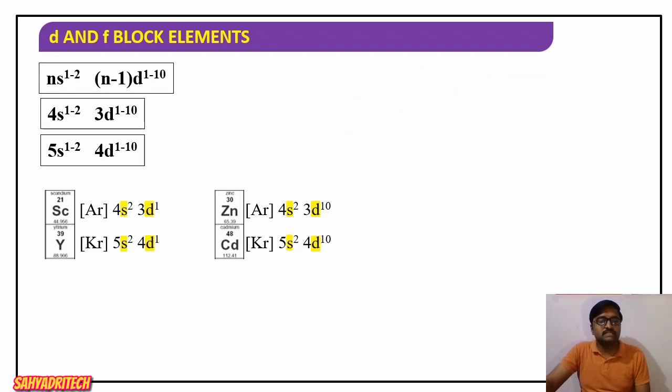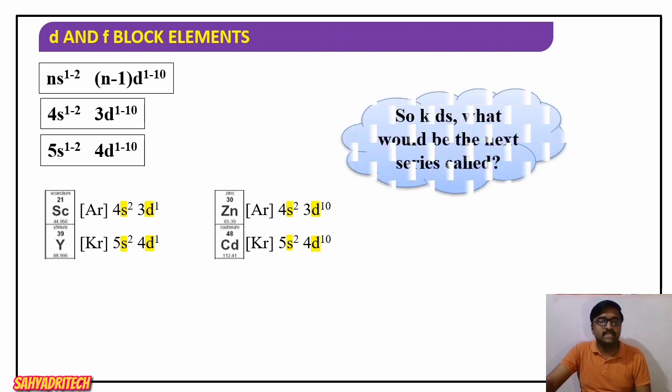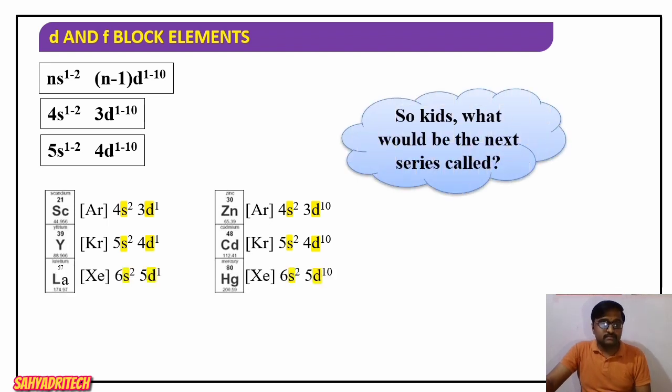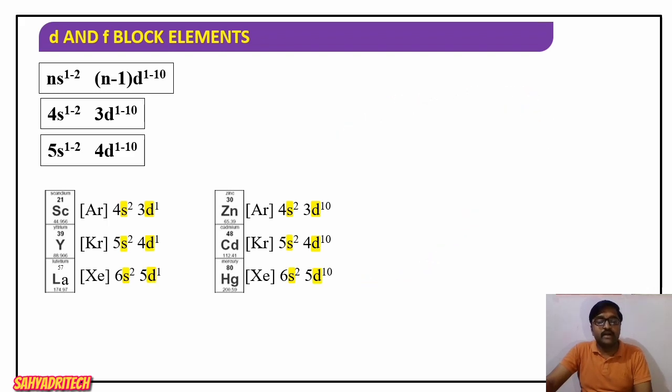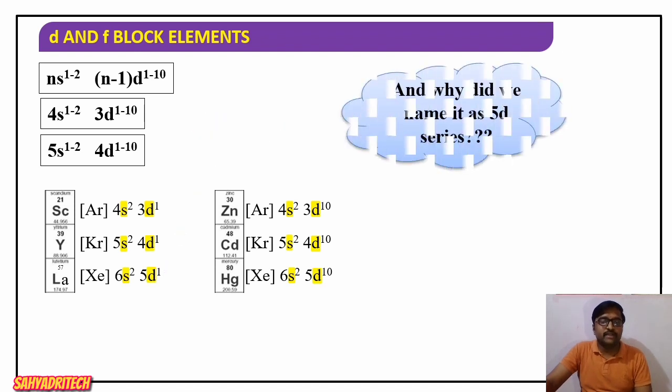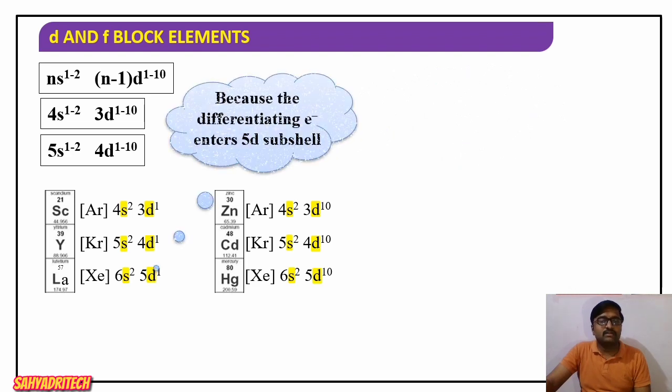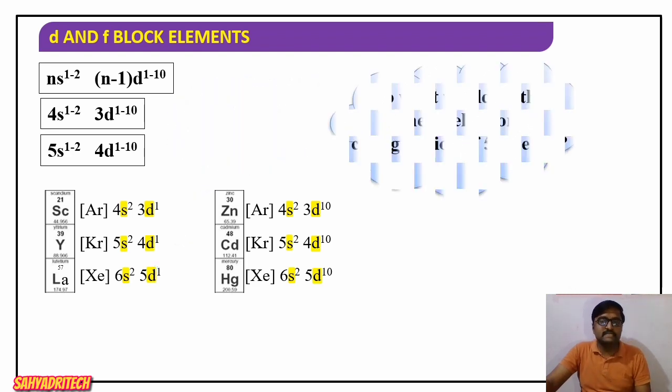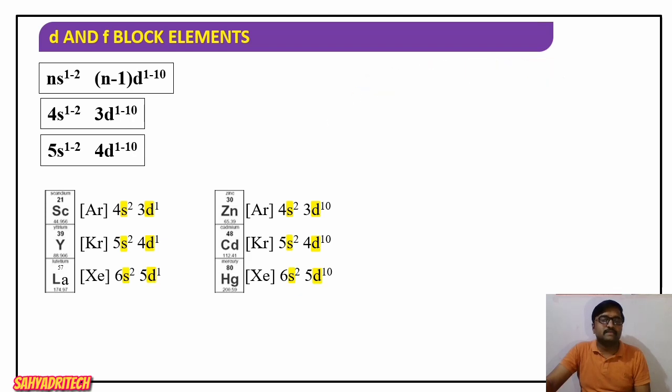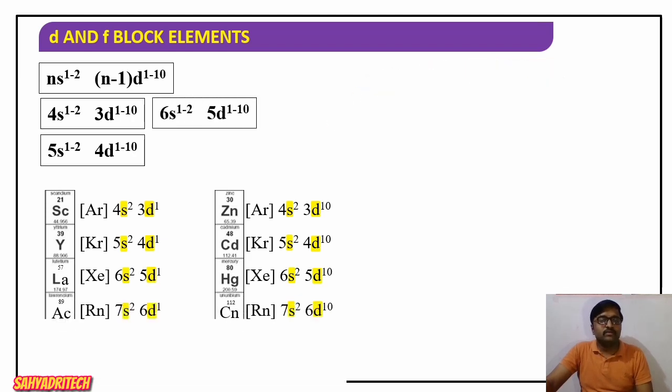Then go for the next series. What are the next series elements? Lanthanum is the first element, then up to mercury. So here 6s, 5d1, right? The differentiating electron enters into which orbital? 5d orbitals of a valence shell, right? So it is called the 5d series, or you can say the third series. And what about the general electron configuration? It is 6s 1 to 2 and 5d 1 to 10.